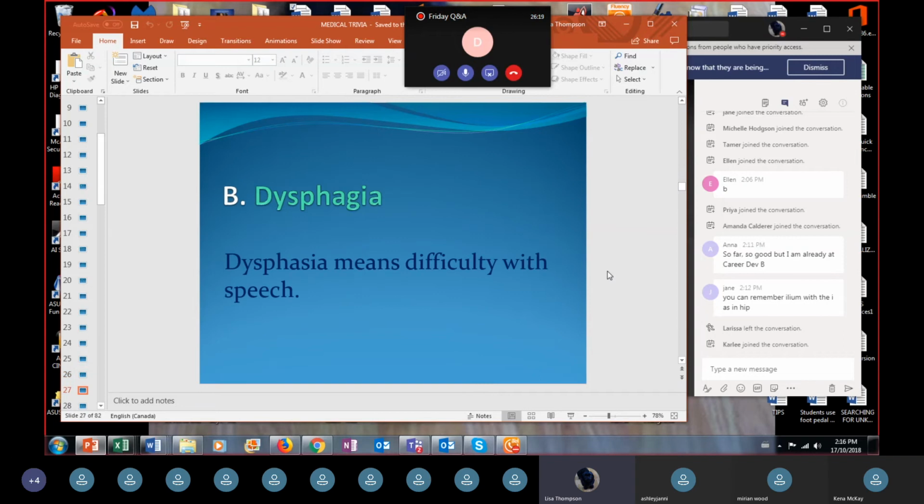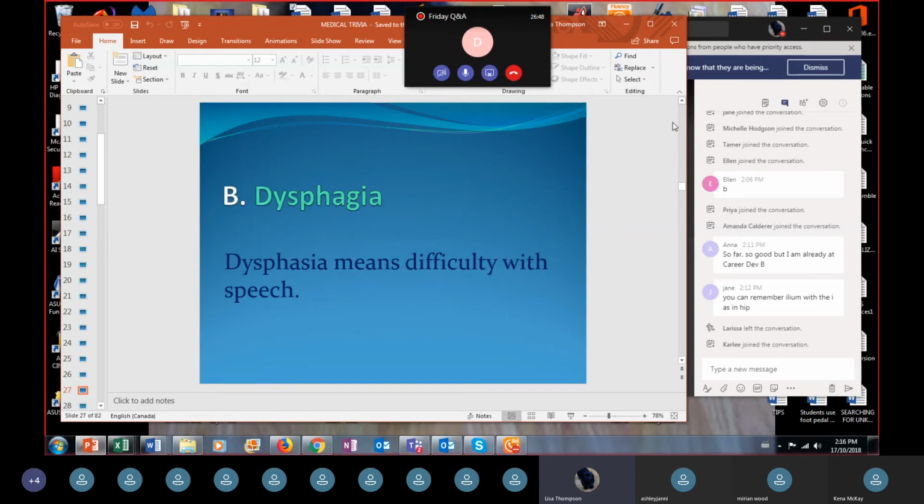Okay, so dysphagia, D-Y-S-P-H-A-G-I-A, is the correct answer. Dysphasia, D-Y-S-P-H-A-S-I-A, means difficulty with speech. So sometimes you really have to check the context of the sentence to figure out which word the dictator wants.